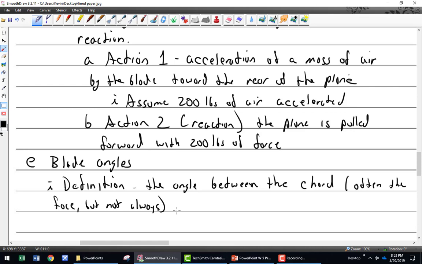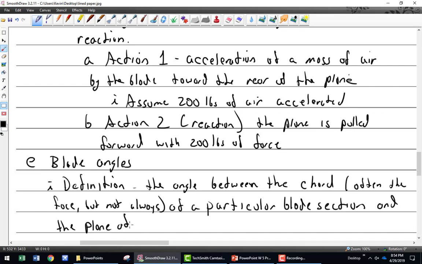It's kind of hard to do that, but because the blade is flat, it's often thought to be the same angle as the chord line. So you can just use the face for doing that. Definition: the angle between the chord, often the face, but not always, of a particular blade section and the plane of rotation.